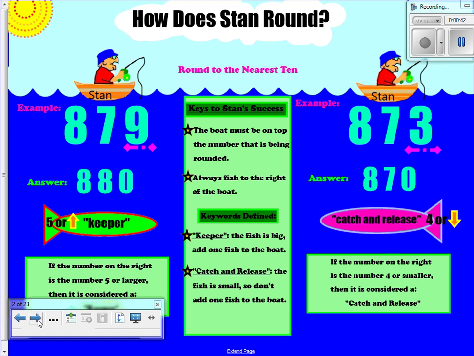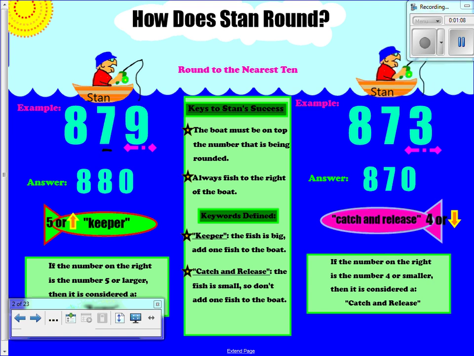It says keys to Stan's success. The boat must be on top of the number that is being rounded. So if we ask for a number to be rounded, right here, round to the nearest 10, I'll be picking this 7. So I move Stan on top of the 7, and I look to the right. I always fish to the right of the boat. We're always fishing to the right of the boat.